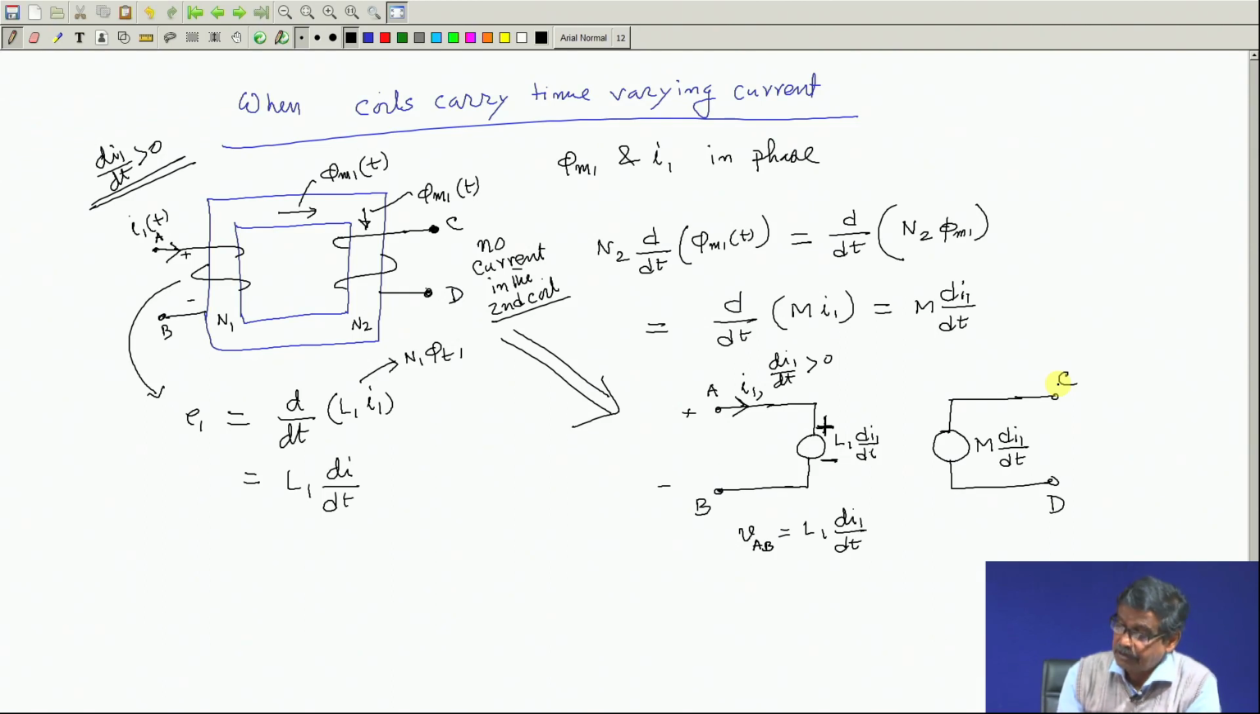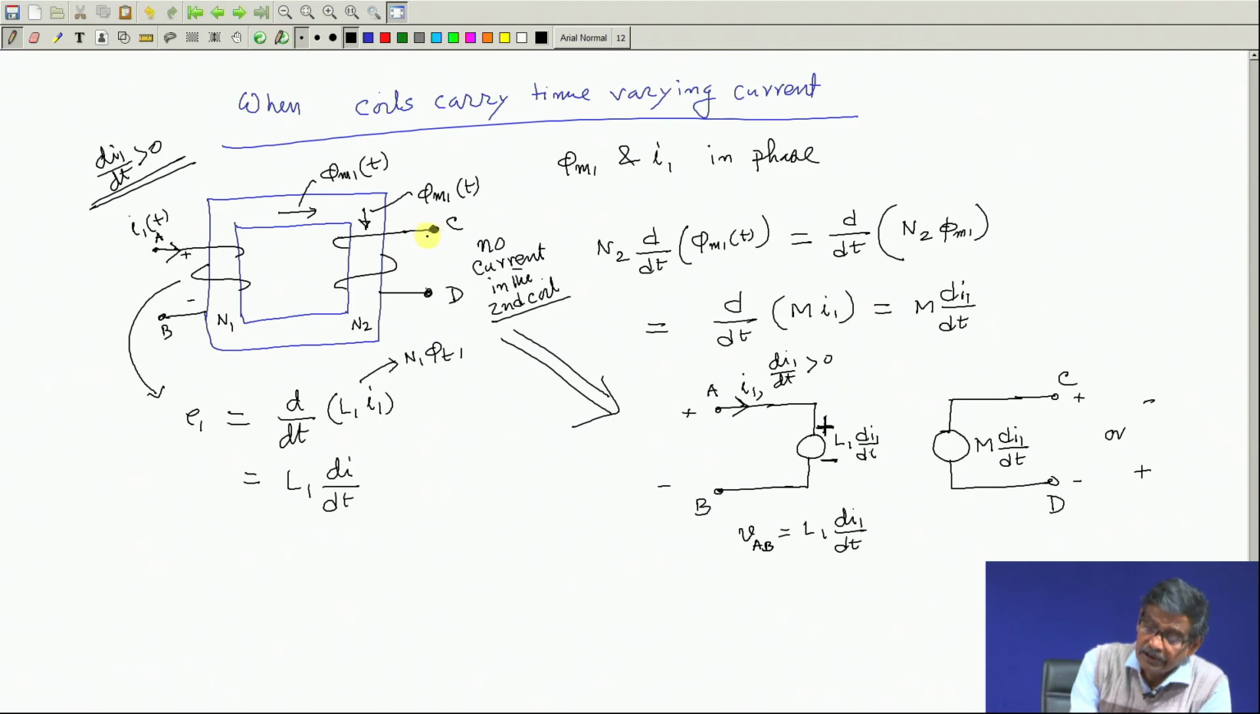There are only 2 possibilities, either C is plus, D is minus, or this is minus, this is plus. One of them is correct. At the instant when A is plus, B is minus, at that time we ask ourselves whether C is plus D is minus or C is minus D is plus. That is what we have to decide upon.